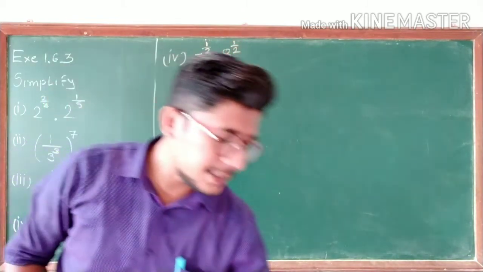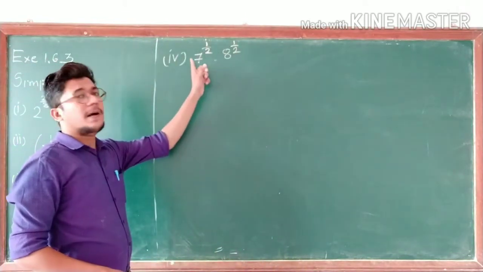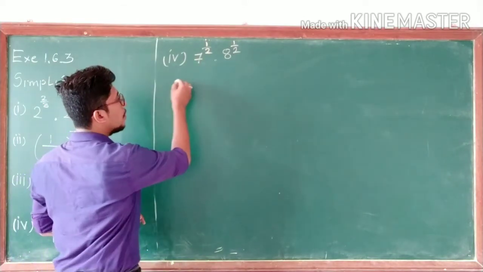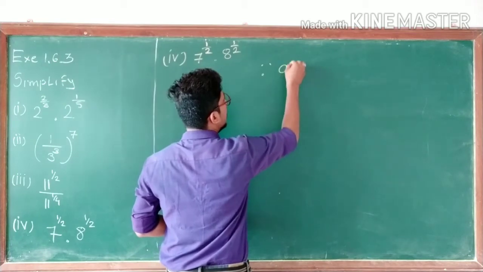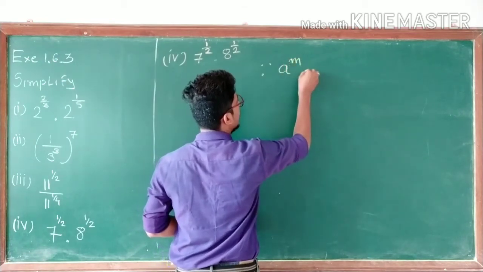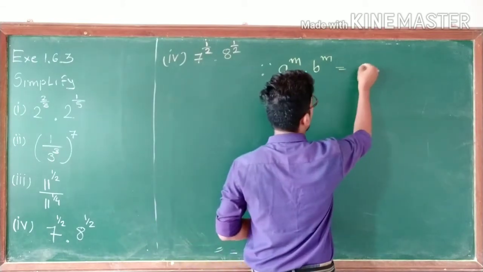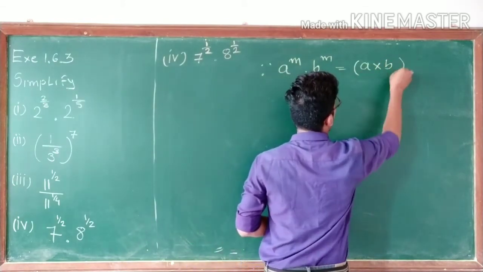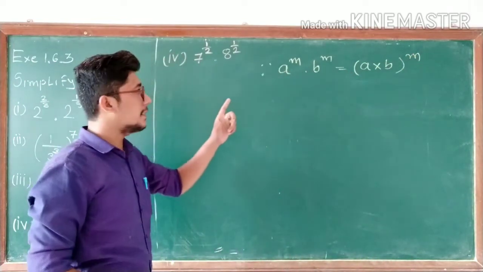Doesn't it seem like the identity? Which identity? A power m, b power m, because a power m into b power m is equal to a into b to the whole power of m. I think you have remembered this identity.